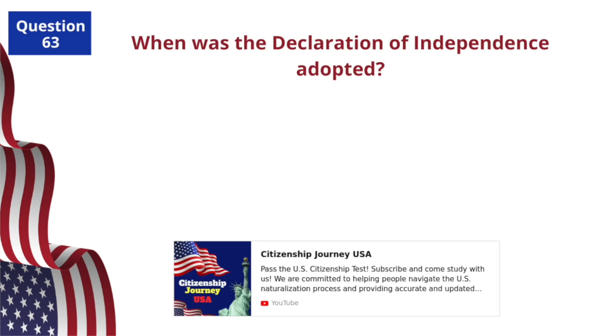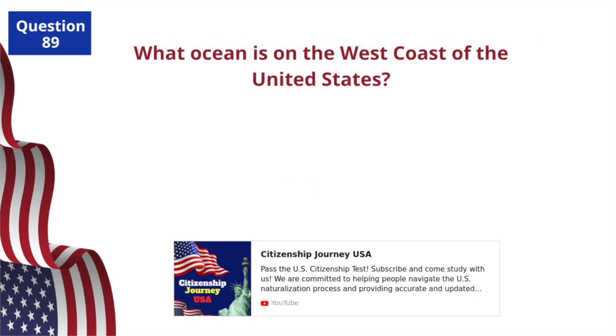When was the Declaration of Independence adopted? 4th, 1776. What ocean is on the west coast of the United States? Pacific Ocean.